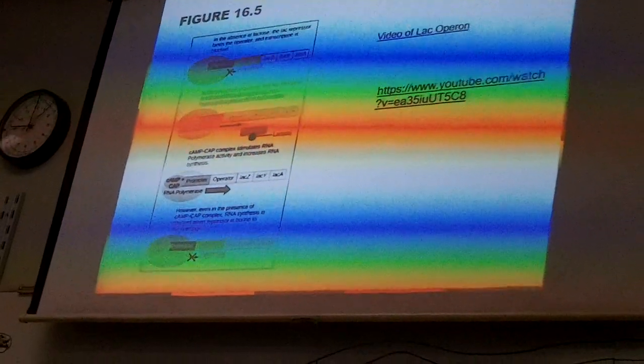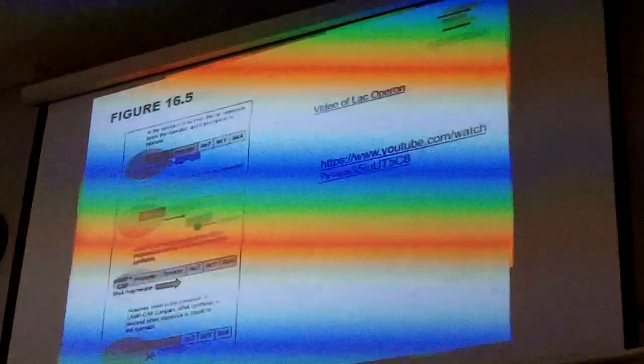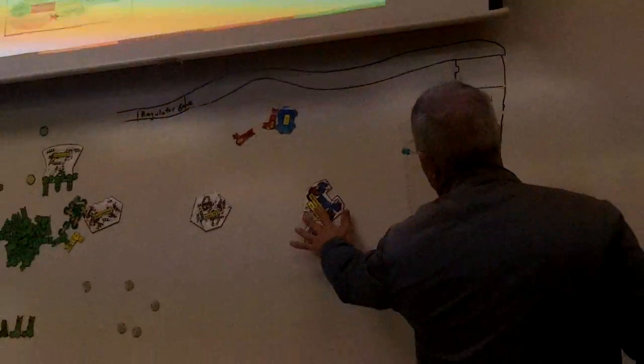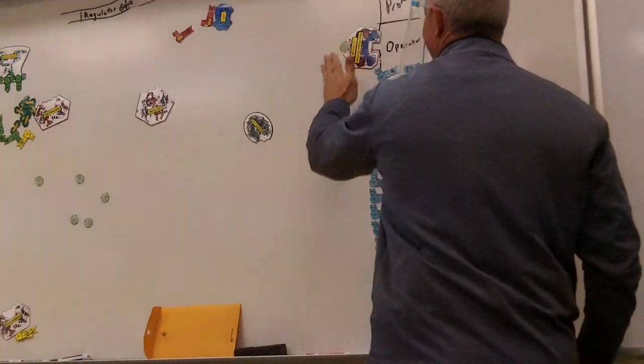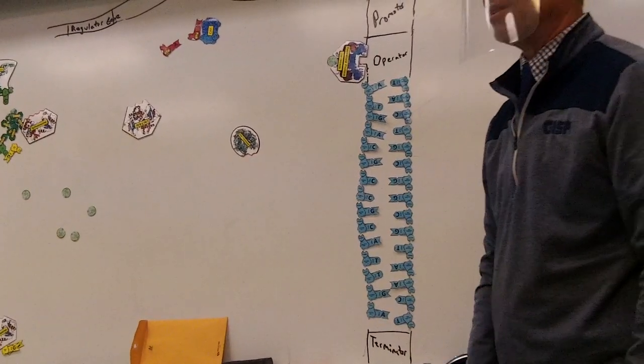And the only difference is in the Lac operon, the molecule makes it fall off. In the Trp operon, the molecule makes it stick. That's really the major difference between the two.